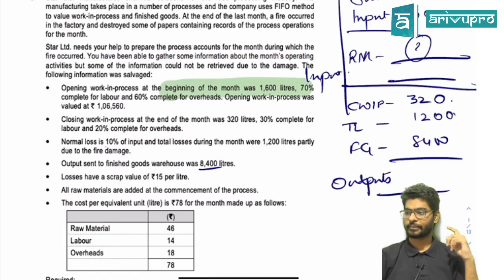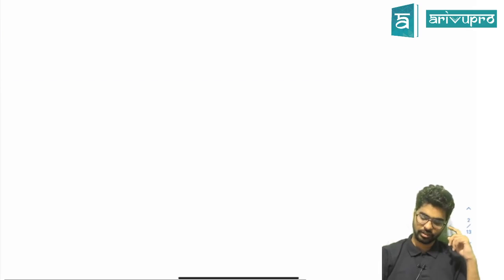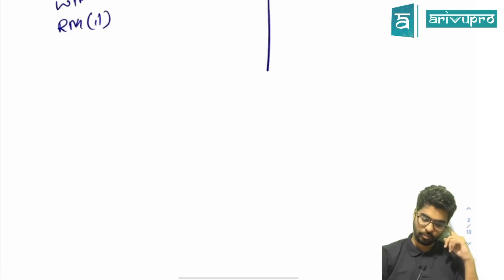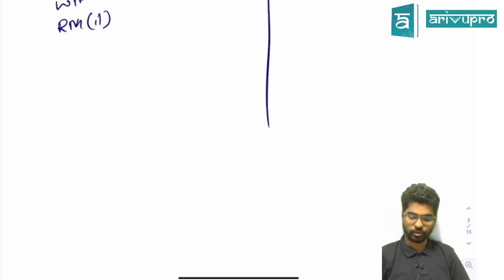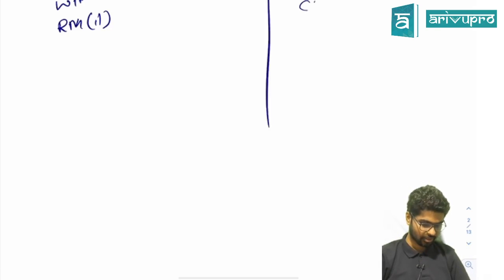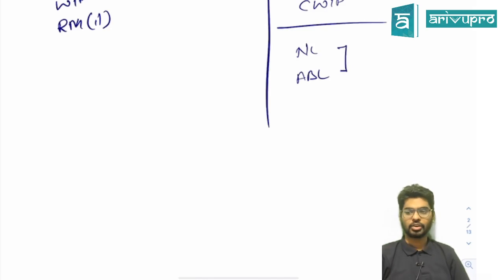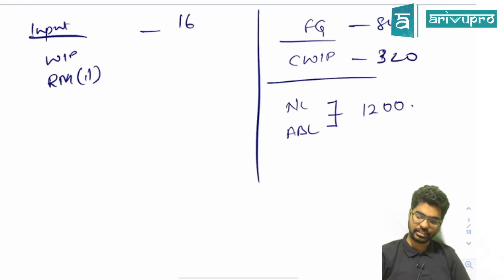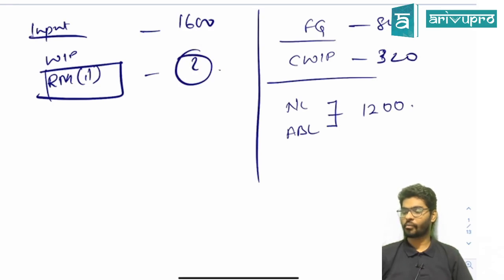Yes or no? Guys, if you remember, my input always had work in progress and the raw materials introduced. My output had what is transferred to the next process, closing WIP, normal loss and abnormal loss. Normal and abnormal loss put together, they are saying it's 1200. This they have told 8400. This they have told 320. This is given as 1600. Can I find out what my raw materials during the year are?